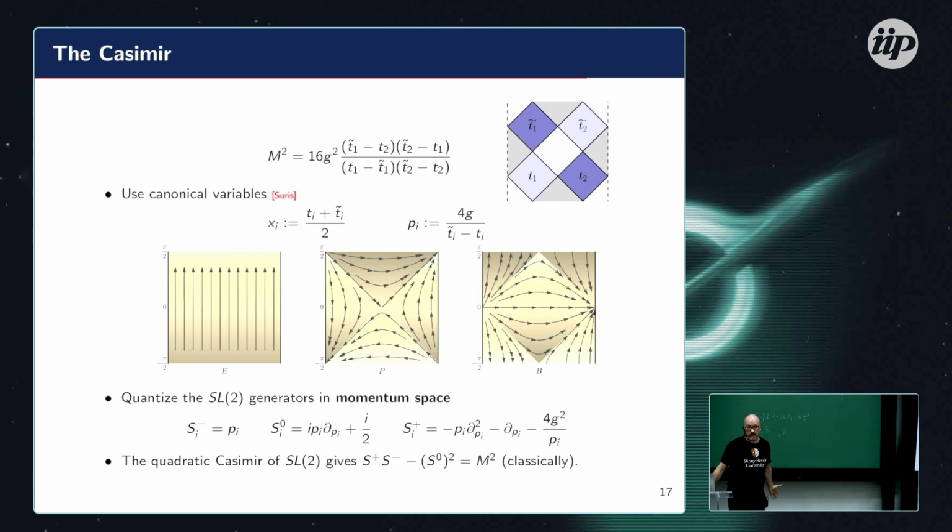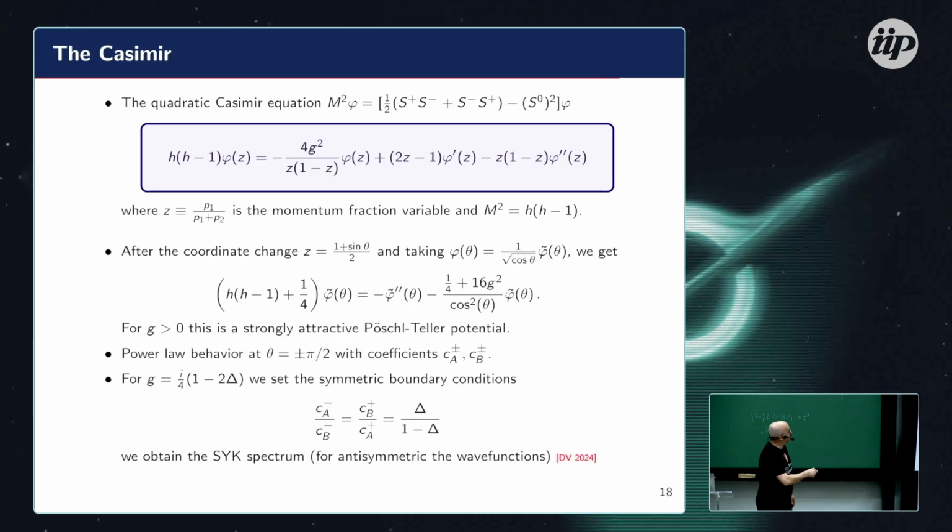So the Casimir is the Hamiltonian, and in fact it generalizes to n particles that you can compute from the spectral curve. That's a bit more complicated. I won't discuss it. Okay, but at the quantum level, you can just take these generators and write down this Schrödinger equation. So instead of m squared, I plugged in h times h minus 1. H is the conformal dimension of the combined system. And this phi of z is your wave function, and z again is this momentum fraction variable.